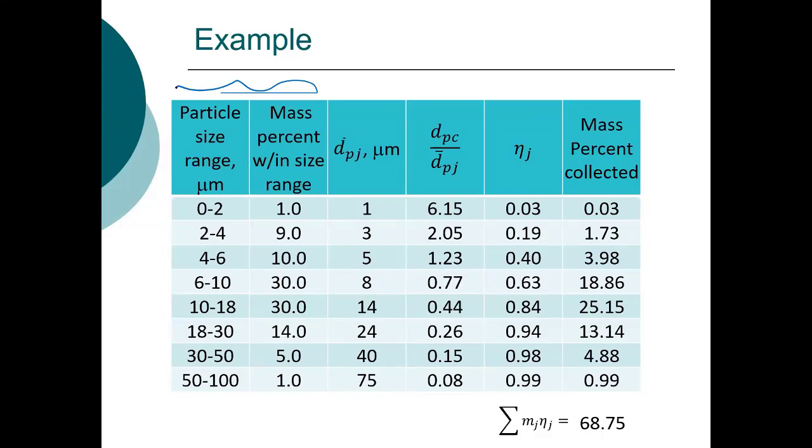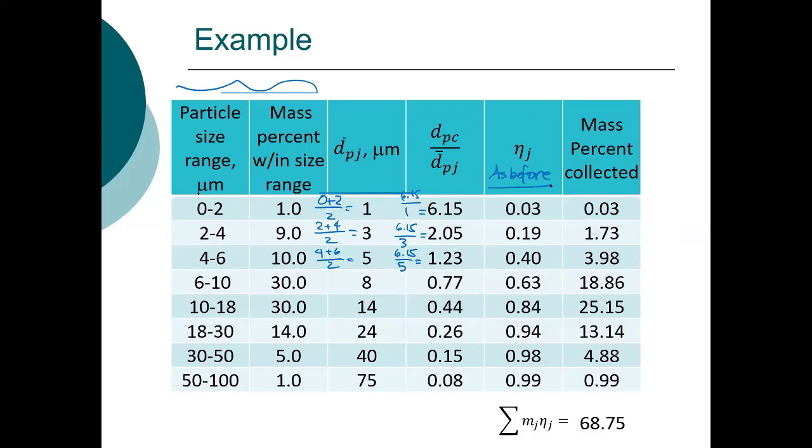We'll calculate the average diameter for each grouping. So this is just 0 plus 2 over 2, 2 plus 4 over 2, 4 plus 6 over 2. So it gives us our average diameter. And then we'll take the cut diameter, so it's 6.15 microns divided by 1, and that gives us this first ratio. Second one is 6.15 divided by 3, 6.15 divided by 5. So we'll calculate all of the ratios. We'll calculate the efficiency the same way that we calculated efficiency before. So this is identical to the way that we've calculated efficiency.